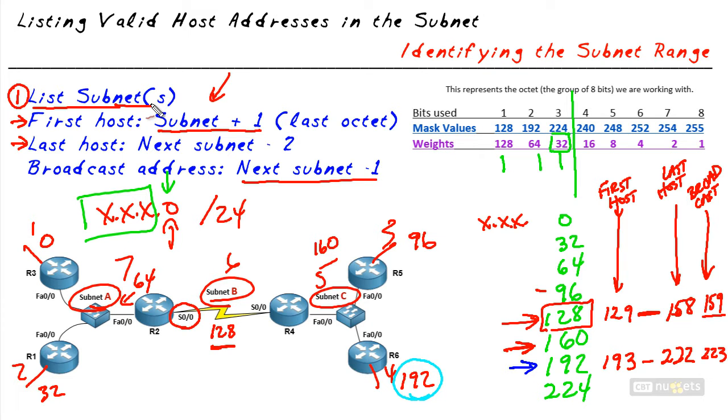So what I'd like you to do right now as your first expert exercise in this video is write down these 4 steps. List the subnets. The first host is the subnet plus 1. The last host is the next subnet minus 2. And the broadcast address is the next subnet minus 1. As you get more and more experience, you're going to be able to take additional shortcuts. But if you're new to this, having this process in mind of exactly what to do first and what to do next will assist you in identifying the valid host addresses on a given subnet. So take a moment, pause me, and write out these 4 steps right now.